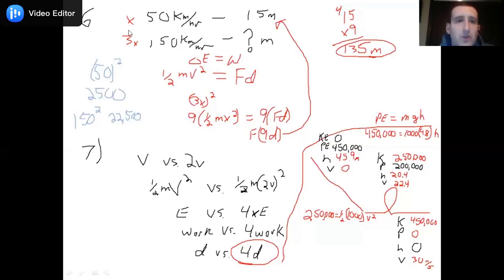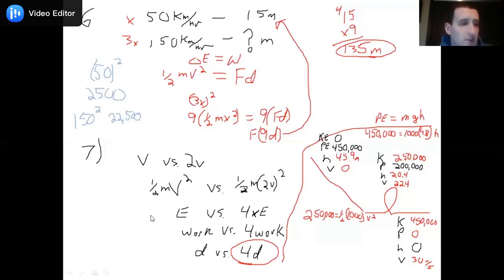You can also do it if you don't like these x's and variables. 50 squared is 2,500. 150 squared is 22,500. You divide those, it's still a factor of 9. It's going to be a factor of 9 because there's a factor of 3 difference in the velocity. That's just how the squareds work. It's going to square whatever factor, whether it's 2, 3, 4, 1/2, 1/5, it's going to square that effect. So that's what they were trying to get at in number 6, and many people have trouble understanding number 6 because it's really more of a conceptual question, but being asked with numbers.